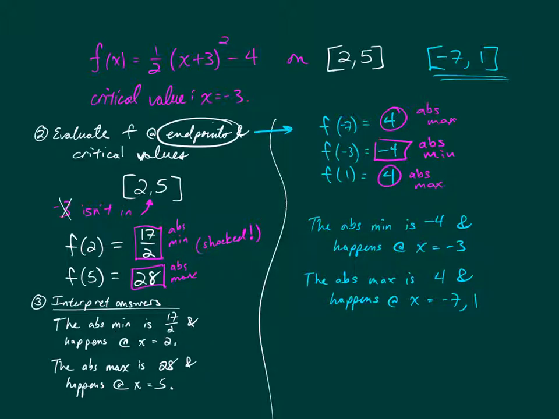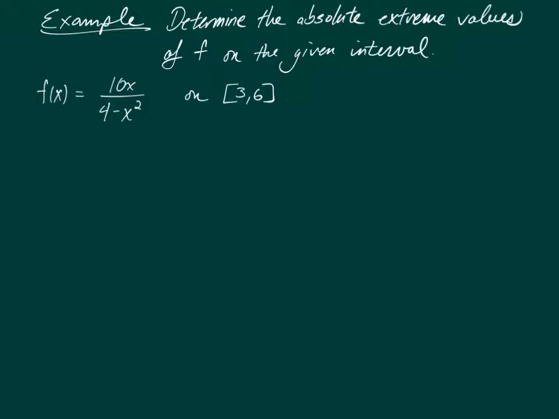One more example. And one more example here. Determine the absolute extreme values of f on the given interval. So you can see that we have this function f of x equals 10x over 4 minus x squared on the interval 3 to 6.